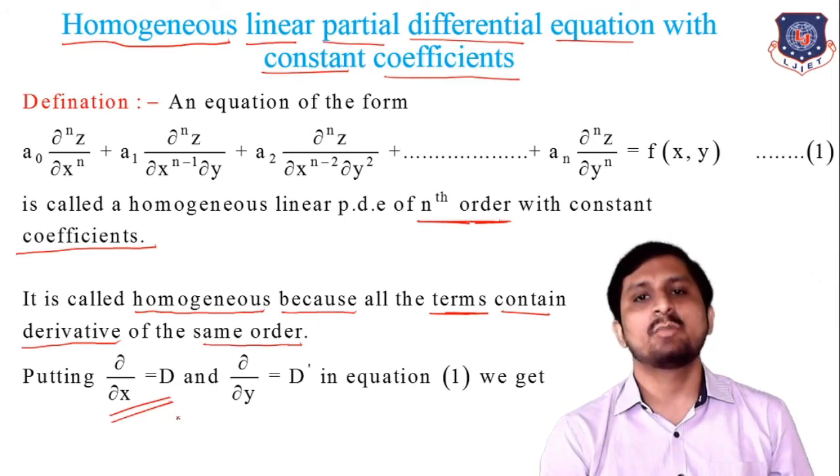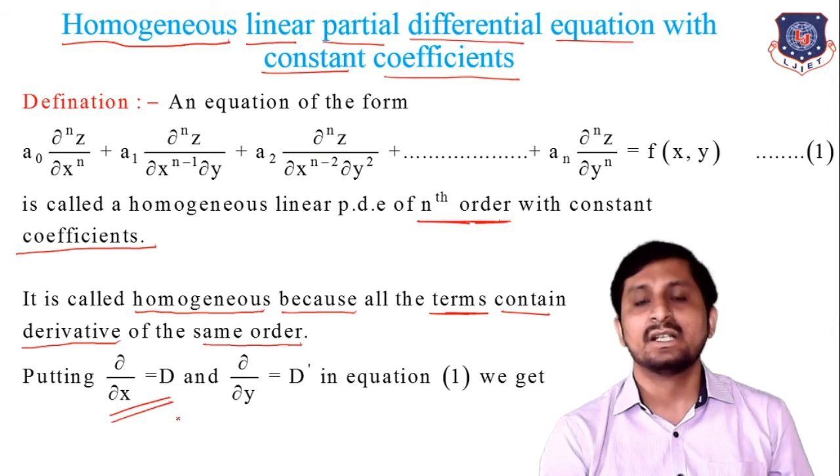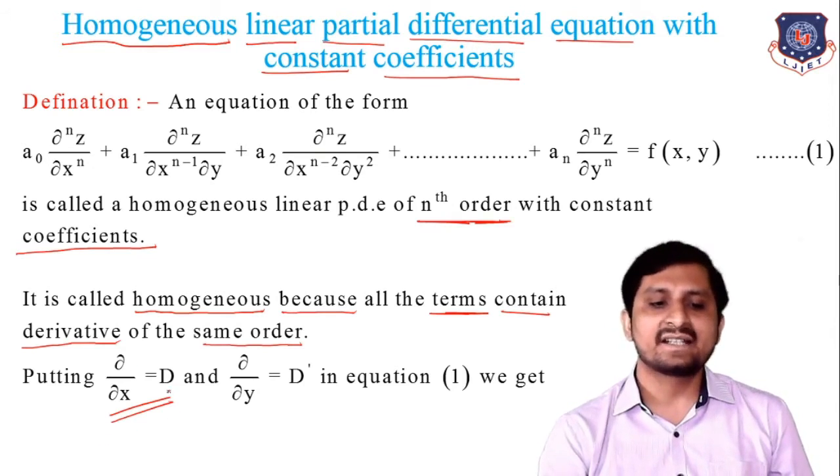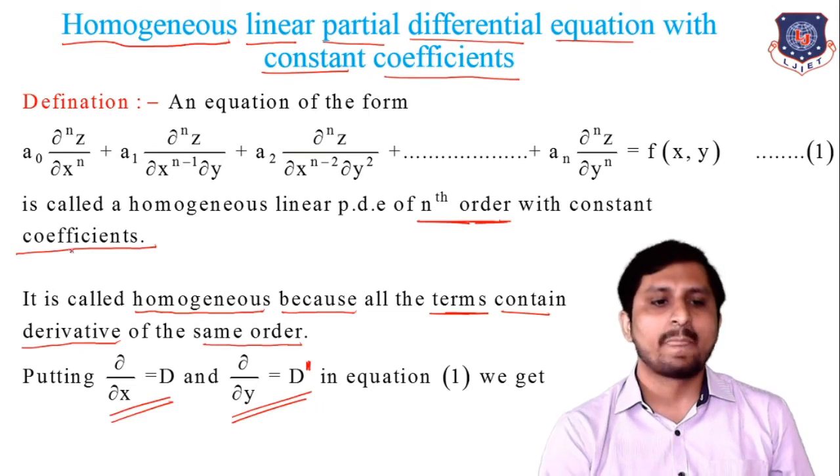But when you are talking about partial differential equation, here x and y are both independent variables, where z is a dependent variable. So we have to use two notations: del by del x is equal to capital D, and del by del y is equal to D dash. Now put these two values in this equation, the first term becomes a0 capital D raised to n.